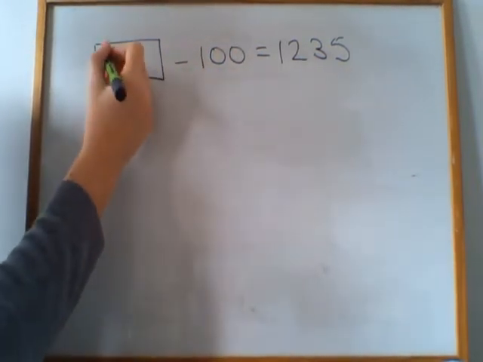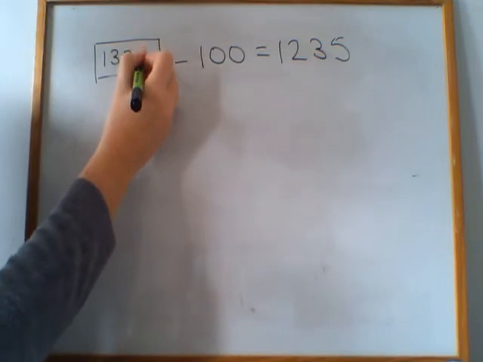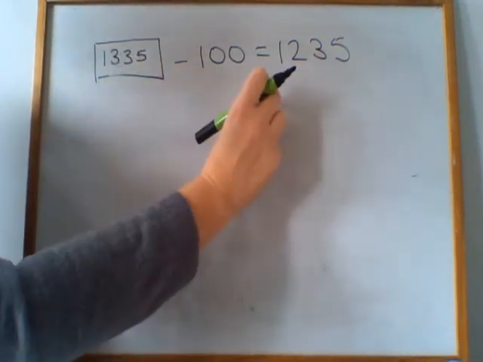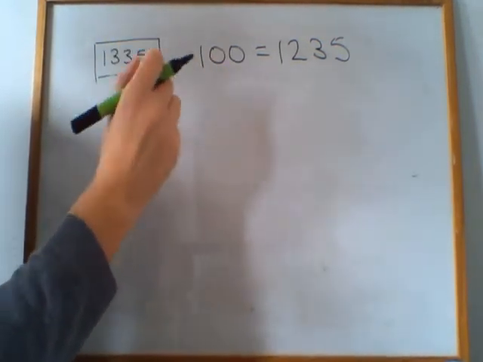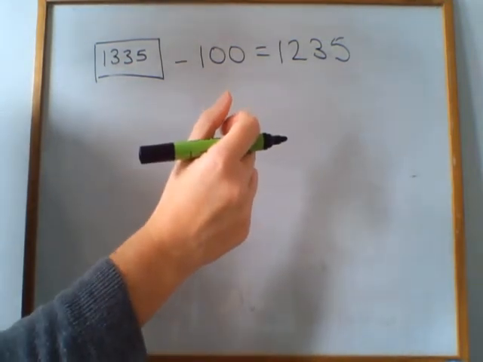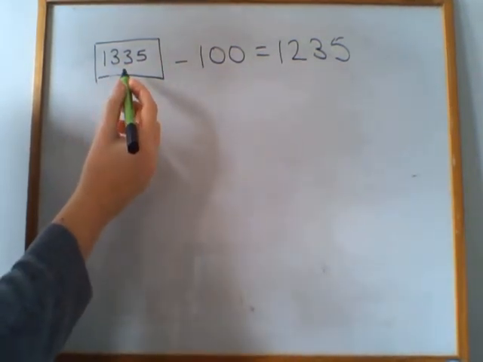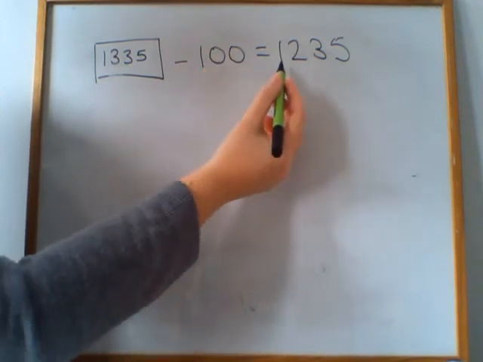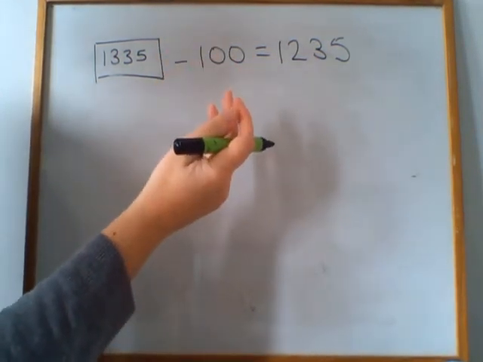1,235 add 100 is 1,335. And then read it to yourself. Once you've put a number in a missing box, read it and make sure it makes sense. 1,335 take away 100. Yes, that's correct. I've done that right, okay?